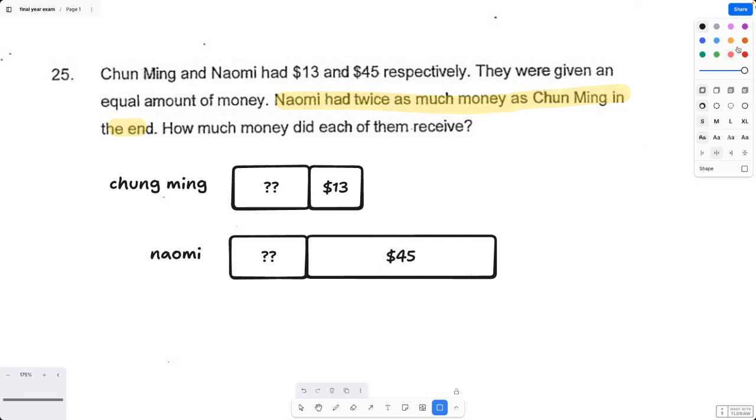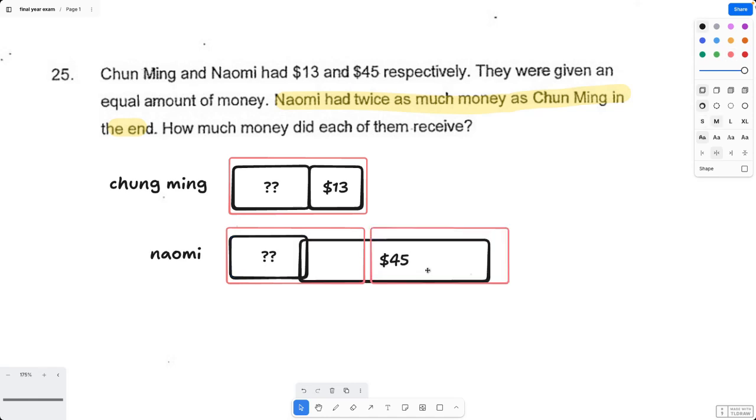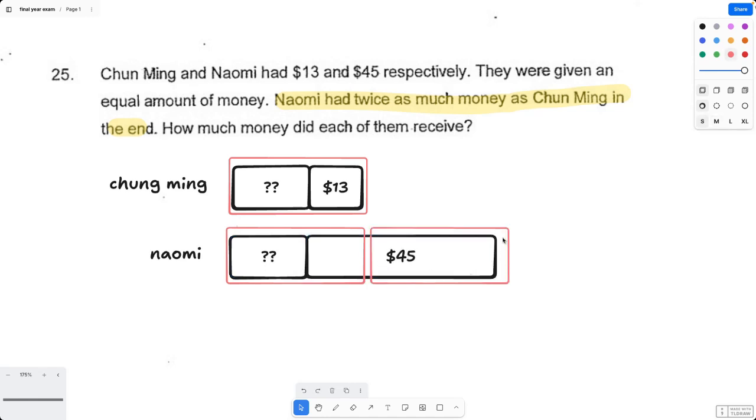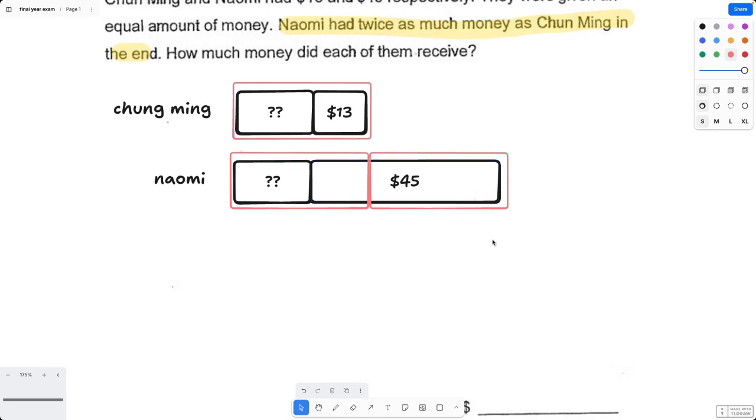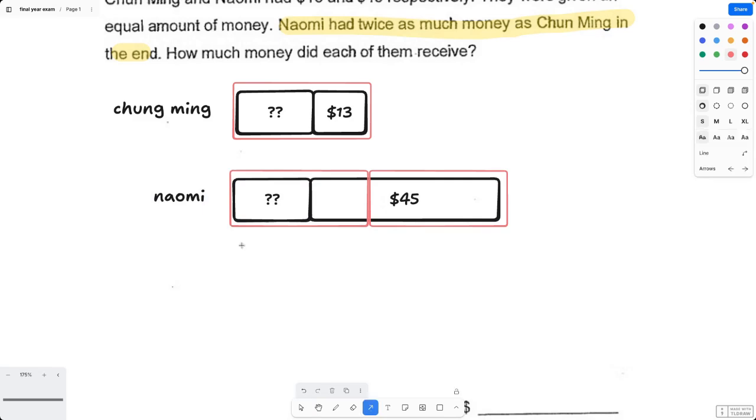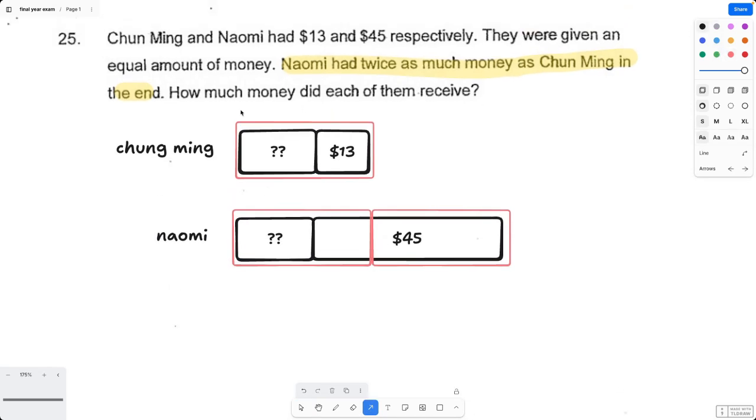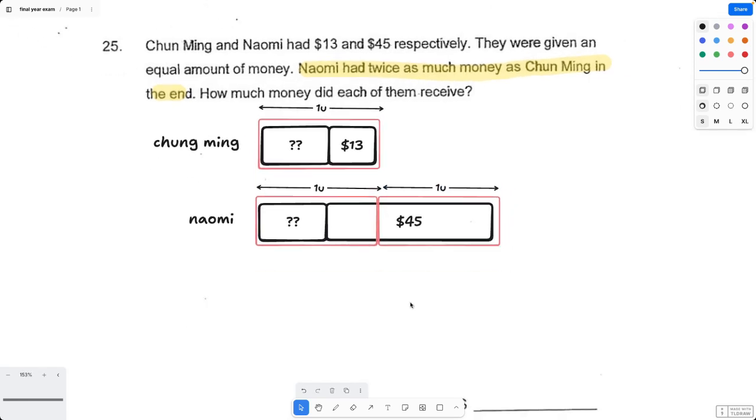So this means, I'm gonna make it small. Chongming has 1 unit over here, and Naomi has 2 units over here, right? So I'm gonna move this here. Can you guess how much is 1 unit? If I were to draw an arrow, this is 1 unit, 1 unit, and this is 1 unit as well. So what is 1 unit in this case?